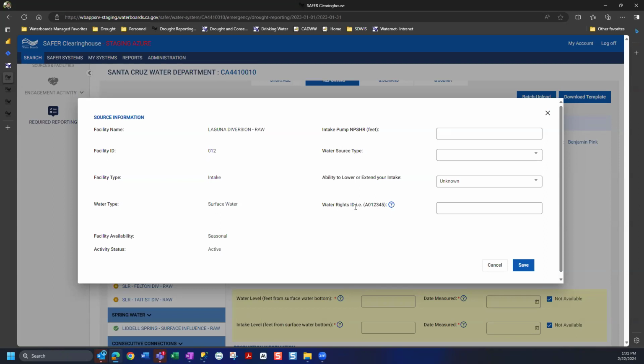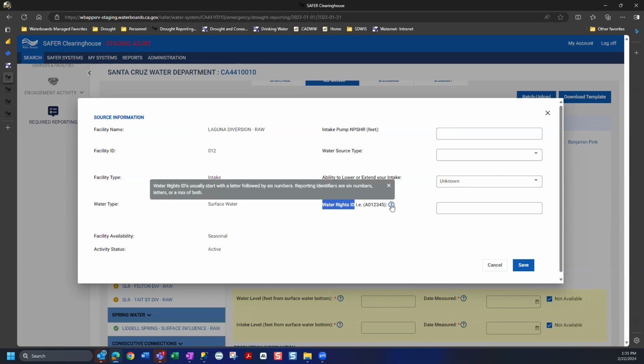our division of water rights issues water rights IDs for sources that are required to have a water rights ID, typically surface water sources. So although in groundwater I didn't expect a whole lot of them to have a water rights ID, for surface water I would expect almost all of them to have a water rights ID. I don't really know of any other source of water that doesn't have a water rights ID.